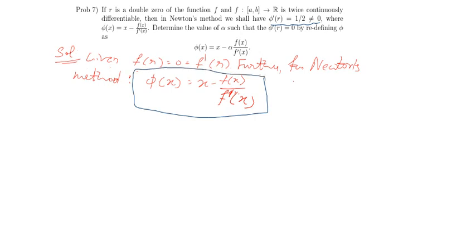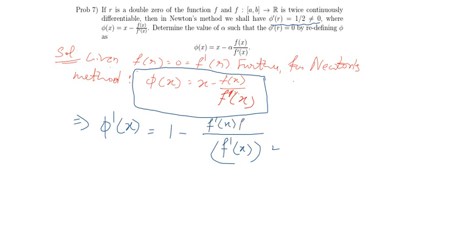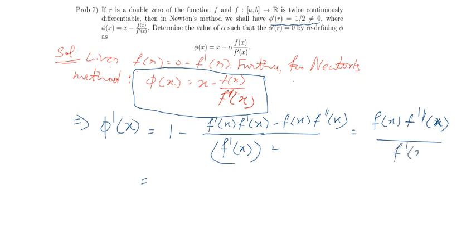Now this implies phi dash of x, you can differentiate, that is equal to 1 minus, f dash of x whole square minus f of x times f double dash of x, divided by f dash of x whole square. So if you solve it, this is equal to f of x into f double dash of x divided by f dash of x whole square.